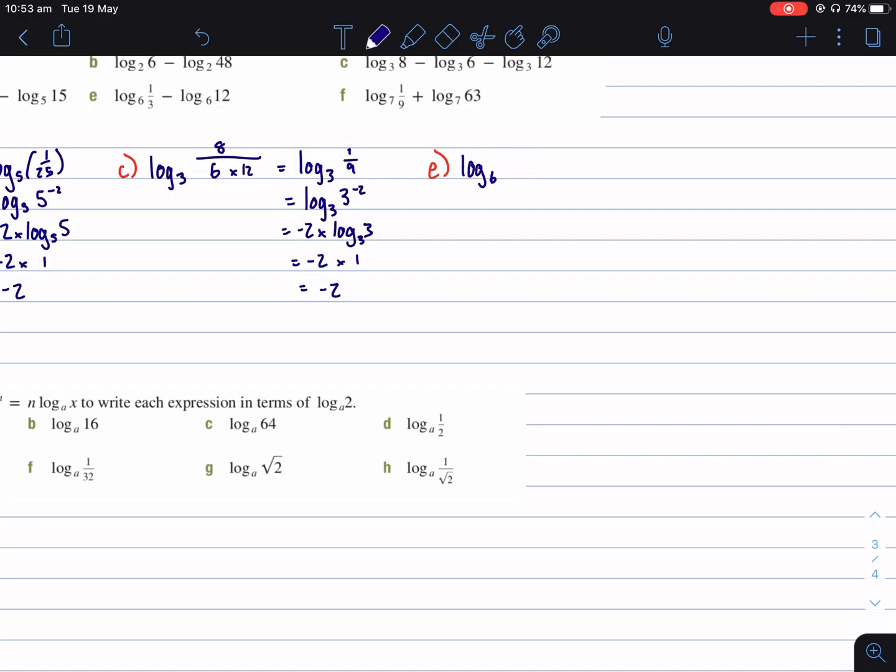Or should I have written that as a third over 12? Either way, it's the same as log base 6 of a third times 1 on 12. Because timesing by 1 on 12 is the same as dividing by 12, which means it's log base 6 of 1 on 3 times 12, which is 36. 36 is 6 squared, and that's 6 to the minus 2. So we've got minus 2 times log base 6 of 6, minus 2 times 1, negative 2.